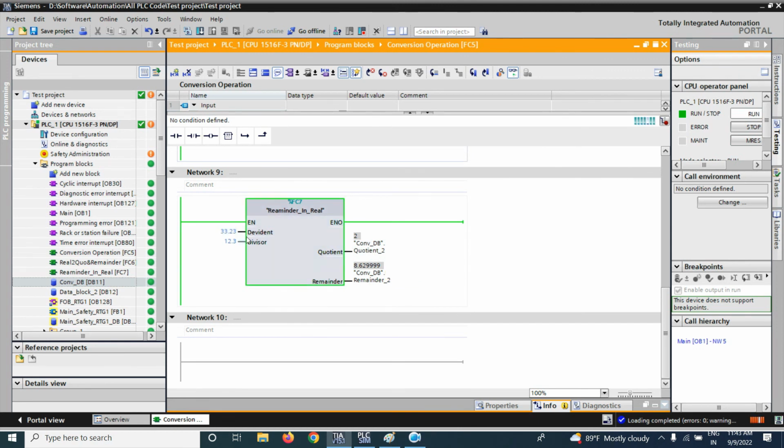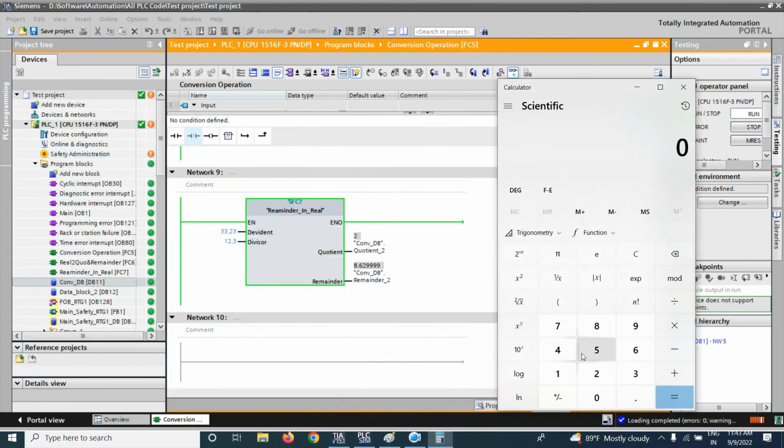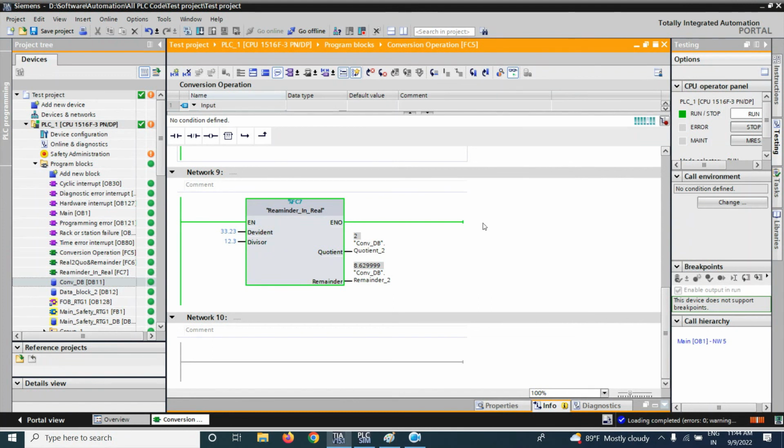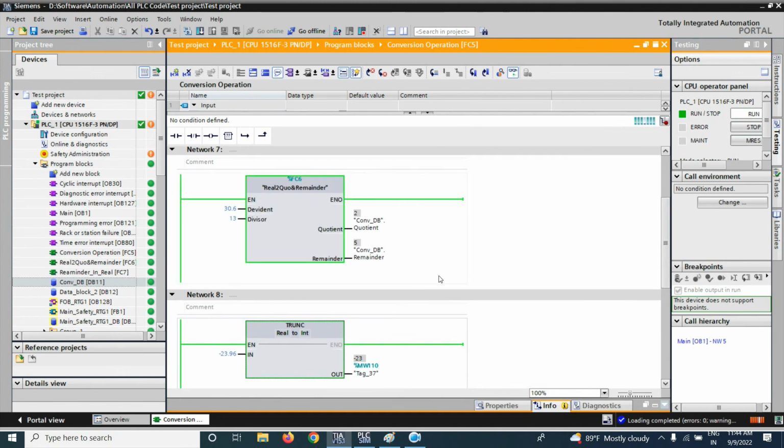Let's verify with the equation that it gives back the dividend 23.23. On the calculator, our quotient 1 multiplied by the divisor 12.3, plus the remainder 10.93, equals 23.23. That is our dividend. So in this way you can find the remainder in real format, or if you want the remainder in integer format, then you have to use the modulo function as before. Okay, thank you.